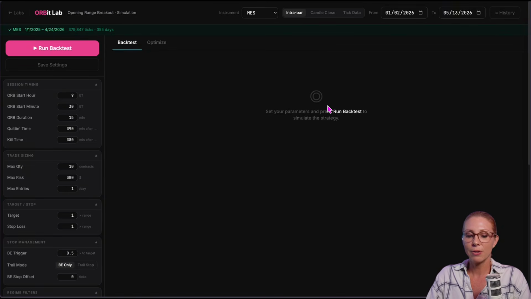So I have my little ORB lab here and I've loaded data for the micros, MES and MNQ. And this is a big point. Futures are really leveraged. They're very, very highly leveraged. That means our risk can be a lot for an opening range like the New York open, where we have a lot of volatility. So I always use the micros for this, especially because I know a lot of y'all like to use these strategies with prop accounts.